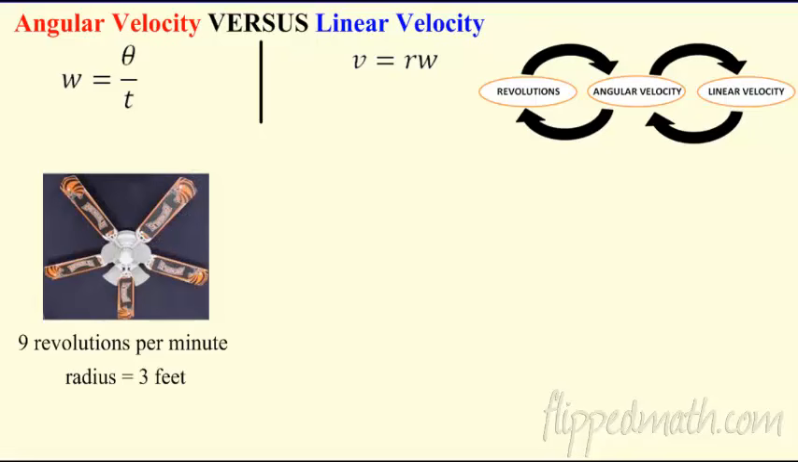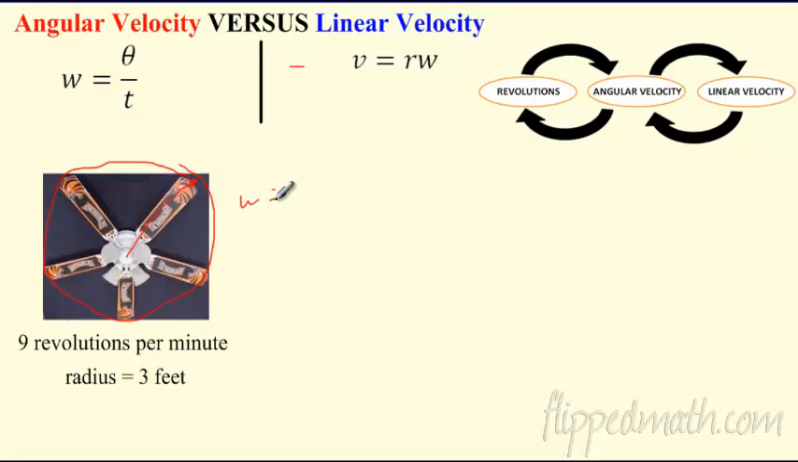Let's pretend that you are a point at the end of this fan on this Bengals helmet right here. I want to know how fast this tip of the fan would be going. So it's going in a circle, so it's got that angular velocity, plus it's got its linear velocity. I want to know how fast it is going. Well, I brought my formulas over here. 9 revolutions per minute. So let's find the angular velocity.